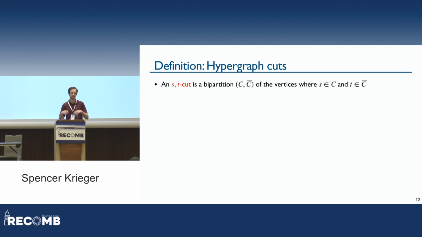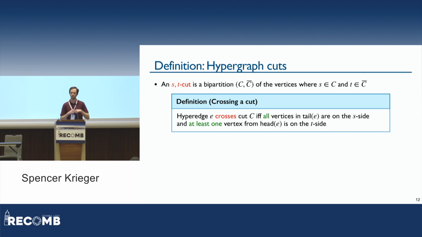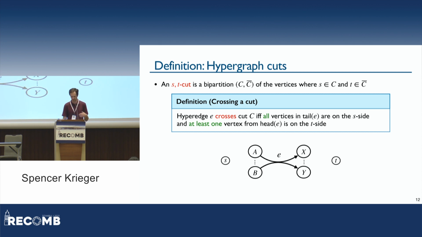So an ST cut is this bipartition of the vertices, where S is on one side, T is on the other, and we commonly just refer to the S side of the cut, C. So then the definition of crossing a cut is: hyperedge E crosses a cut if all of its tail vertices are on the S side, and at least one of its head vertices is on the T side.